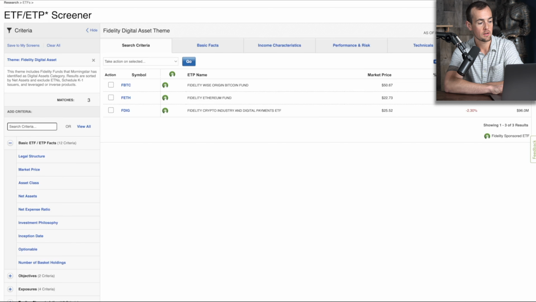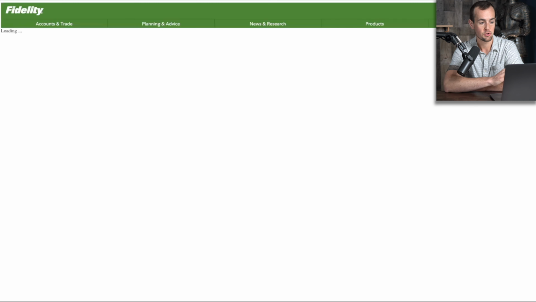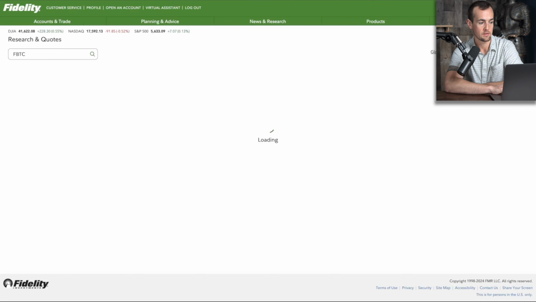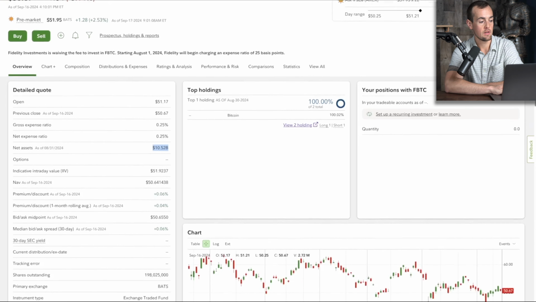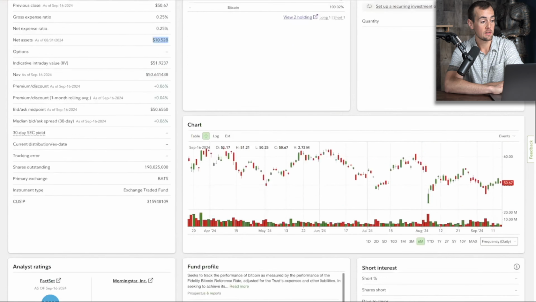So for example, if we click here on FBTC, just to get a general idea of what this ETF is about, we can see here there is 100% holdings in Bitcoin, so there's nothing else that this fund owns, and it also mentions their net expense ratio of 0.25%. That is a little bit higher than a lot of their other products, but this is their new and trendy ETF, so they are cashing in a little bit here and making their money. And as you can see, this has become quite popular with 10.52 billion in net assets being invested in this crypto ETF alone.